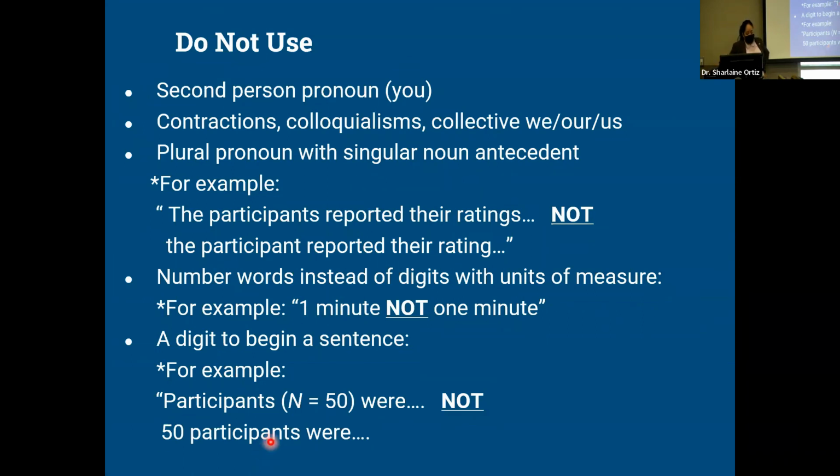Never begin a sentence with a number. It is immensely confusing for the reader. So you want to say participants with a sample N of 50. You do not want to start that sentence, 50 participants were. This is immensely confusing. So what you like to do is always start with a word. So say participants with a sample of 50, that is what the notation of N means, the amount of people that were present, were given a survey of motivation, instead of saying 50 participants with the number.